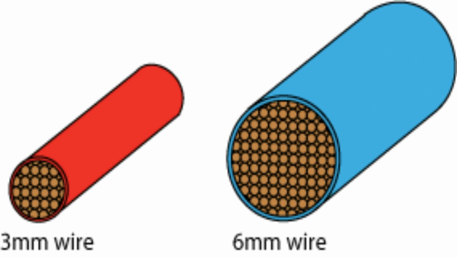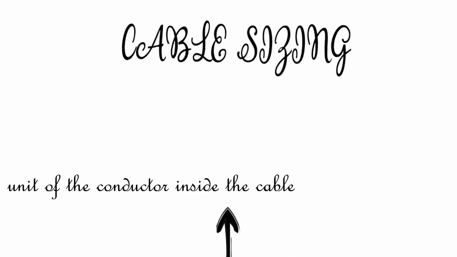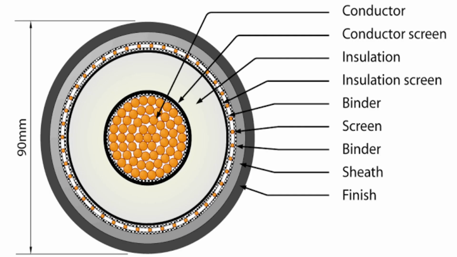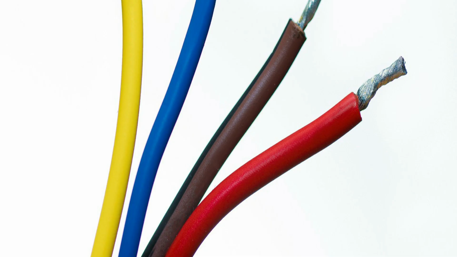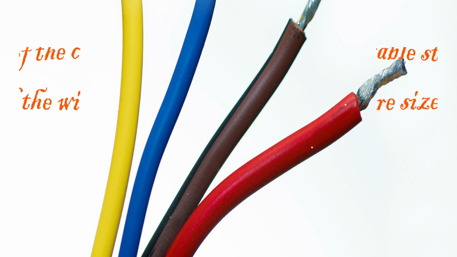Although cable size is basically a unit of the diameter of the conductor inside the cable, the cable cross-sectional area is the most important to a building services engineer, as it relates directly to the current carrying capacity of the cable. The cable color, on the other hand, is an indication of the standard usage of the cable, or an indication for the size of wire inside the cable.